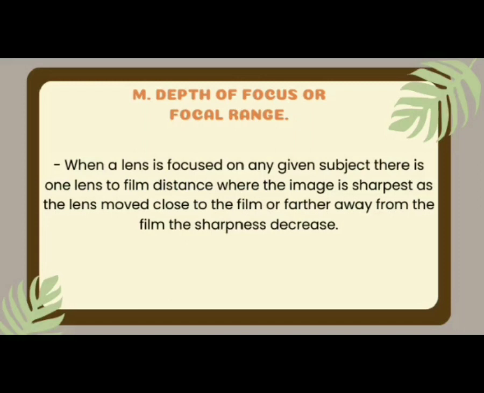So my explanation for that is the depth of focus, also known as the focal range, refers to the distance range in front of and behind the focus subject where the image appears acceptably sharp. As you move the lens closer to or farther away from the film or sensor, the sharpness decreases gradually, resulting in a specific zone of acceptable sharpness around the point of focus. This concept is essential for understanding how much of a scene will be in focus in a photograph, especially in techniques like depth of field control.